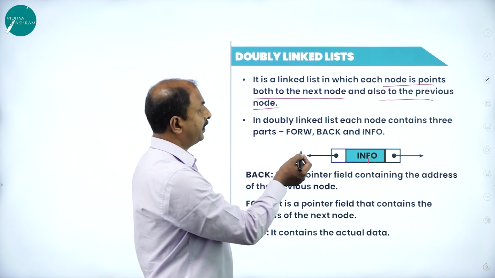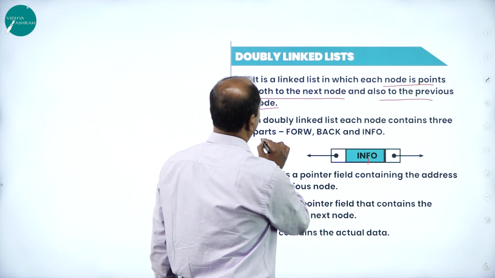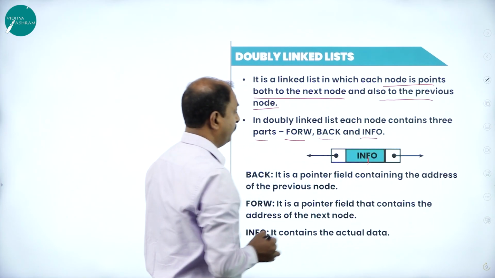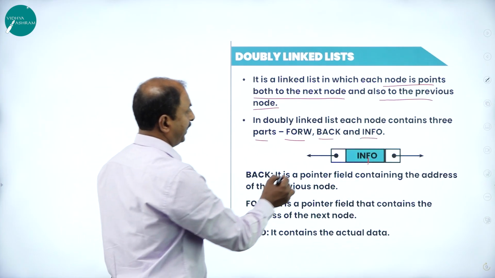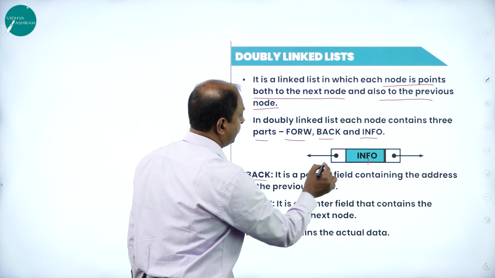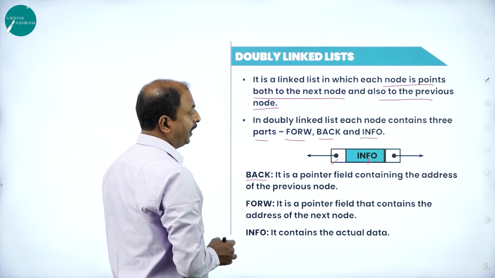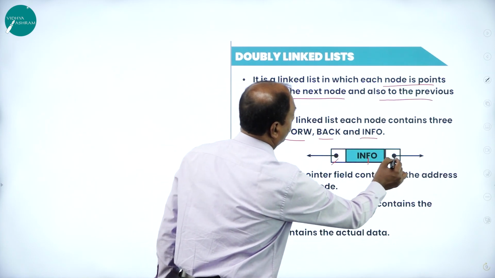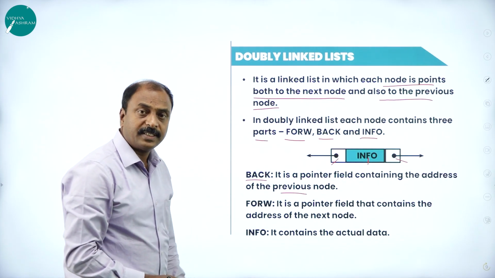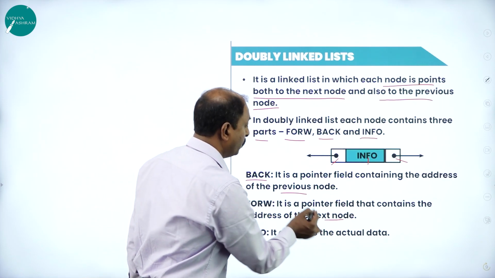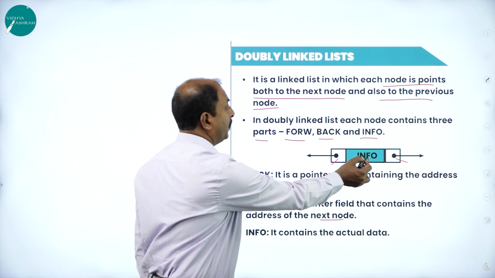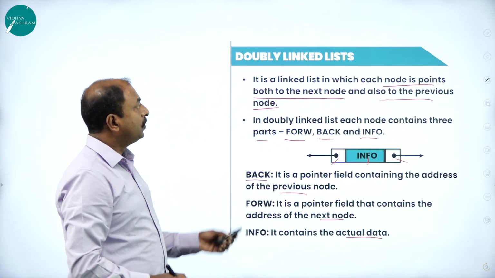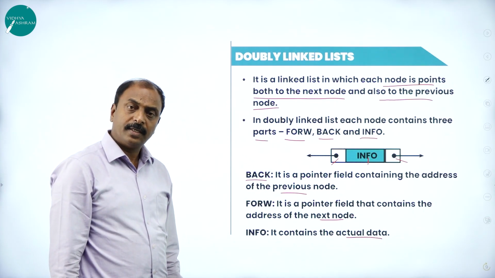So in a doubly linked list, each node contains 3 parts: forward, back, and information. Here this back pointer contains the address of the previous node, and this forward pointer contains the address of the next node. And INF, info, stands for the actual data. So this is a doubly linked list.